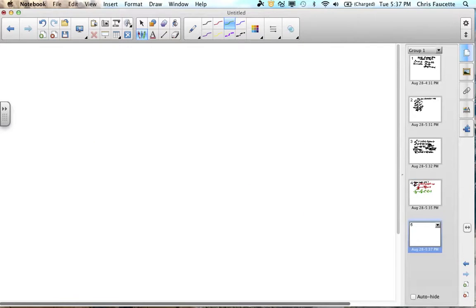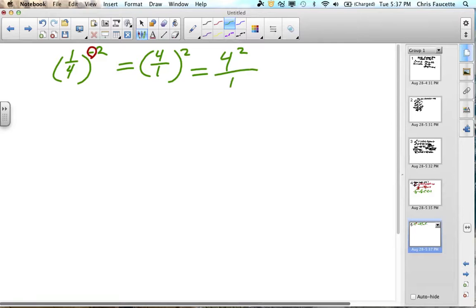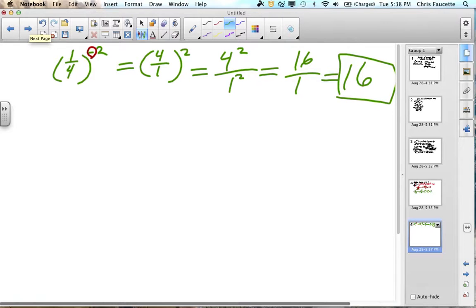Let's take a look at another one. I've got 1/4 to the negative 2. All right. You've got a negative exponent. What that means is I'm going to flip it. So that's going to rewrite as 4 over 1 squared, which is 4 squared over 1 squared, which is 16 over 1, which is 16. And there's your final answer. Okay.